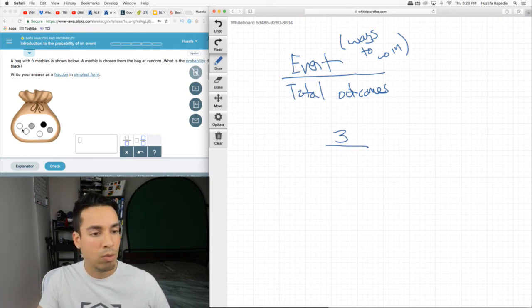Out of total outcomes, well, how many total things can we draw? Well, there are 1, 2, 3, 4, 5, 6 items. Therefore, our probability is 3 out of 6.